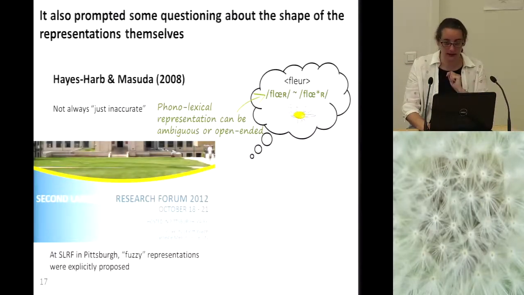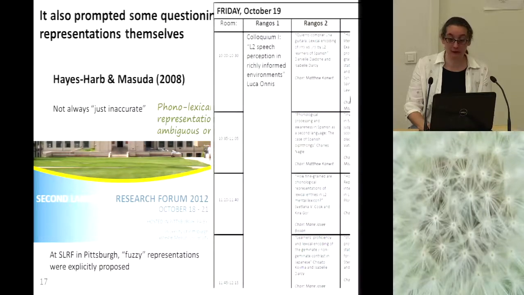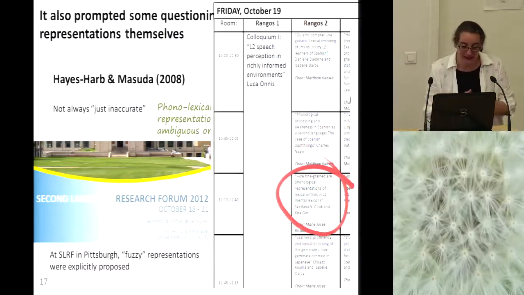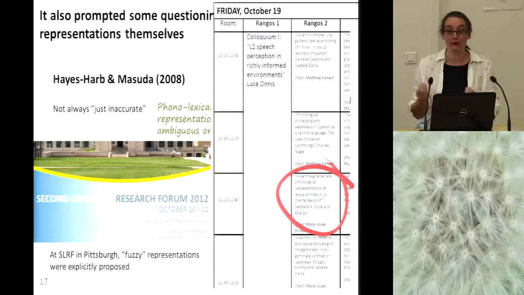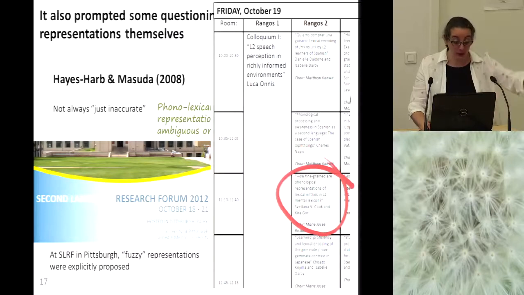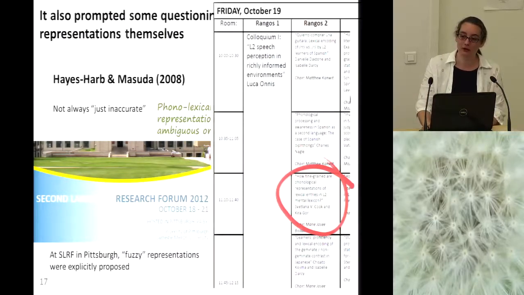And I remember very clearly at the Second Language Research Forum in Pittsburgh in 2012, there was a very famous morning, on Friday, October 19th, in Rangos 2, that's the room. And here, I don't know if you can read it, there was a talk by Svetlana Cook and Kira Gore, and they explicitly proposed that representations could be fuzzy. And I remember this morning very well. I was presenting as well, and it was a very intense morning where we were essentially just talking about these questions. And so for me, the fuzzy representations were born there, even though they were obviously proposed way earlier by other people, but it was a really interesting morning session there.